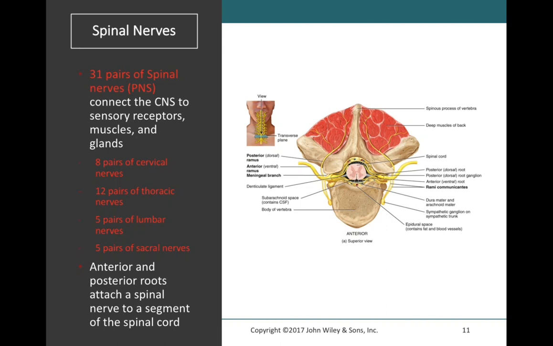So just keep in mind that every spinal nerve is going to carry both sensory and motor information, and it's going to separate into the anterior and the posterior roots, which will just carry sensory or motor information. The anterior and posterior roots do not carry both information, that's just the spinal nerves themselves.